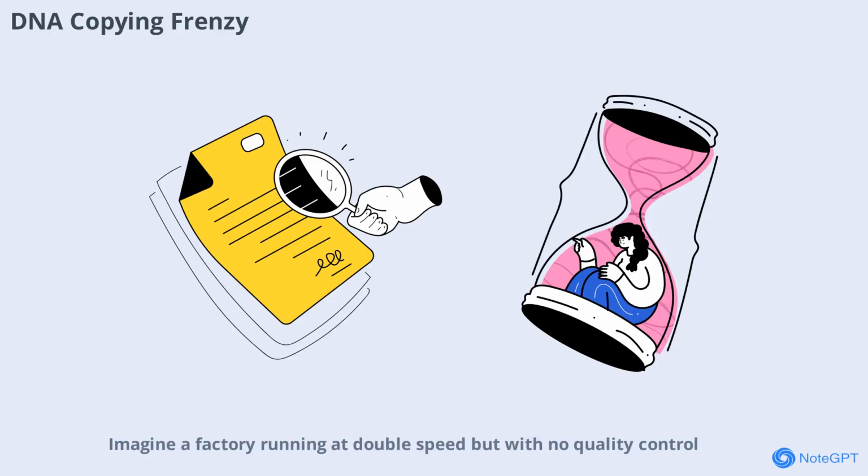Imagine a factory running at double speed but with no quality control. That's what's happening inside cancer cells. Understanding this difference is the key to targeting cancer with specific drugs. So what if we could disrupt this DNA-building machinery right when cancer cells need it most? That's where antimetabolites come in.